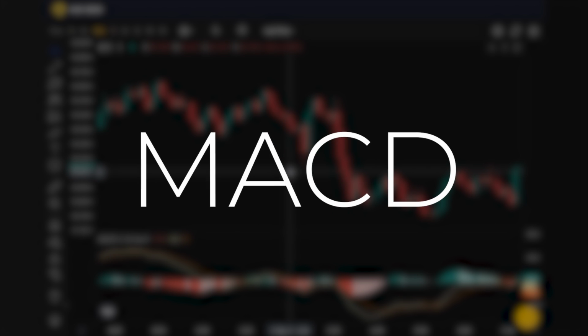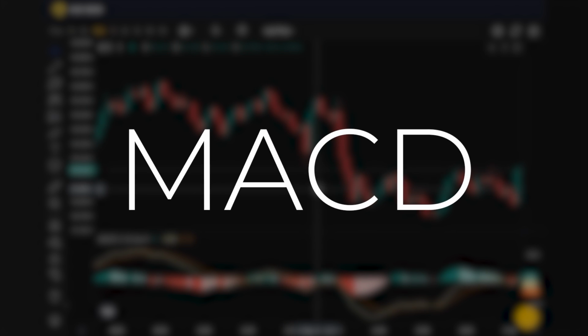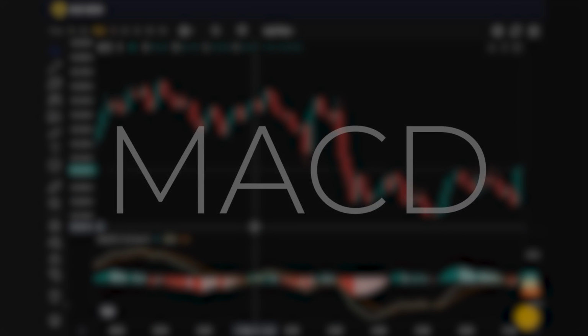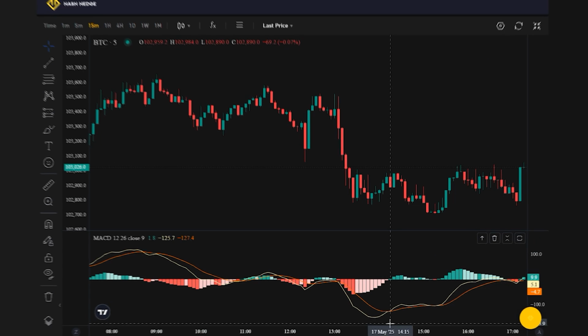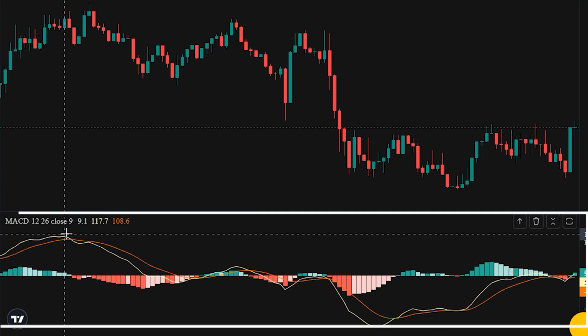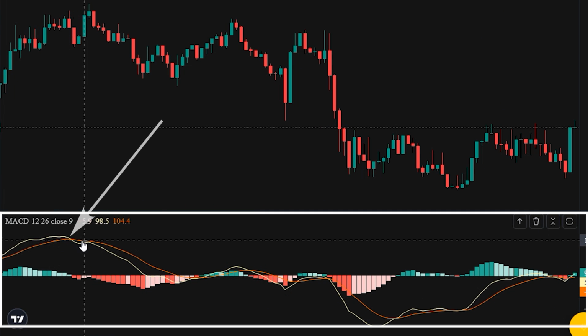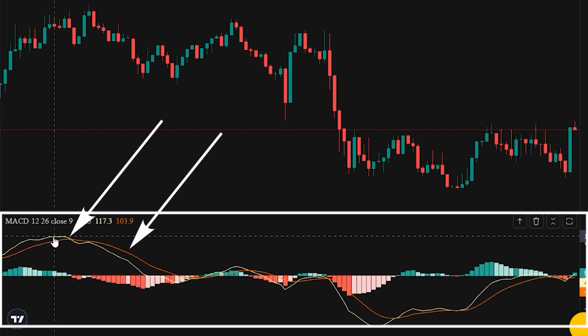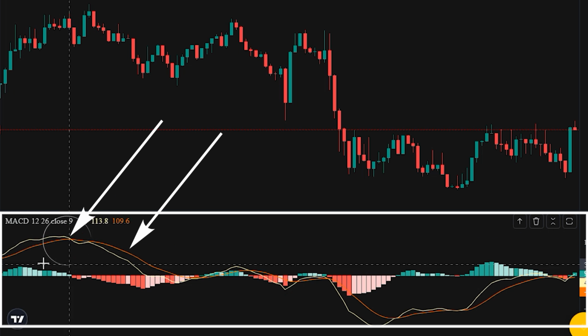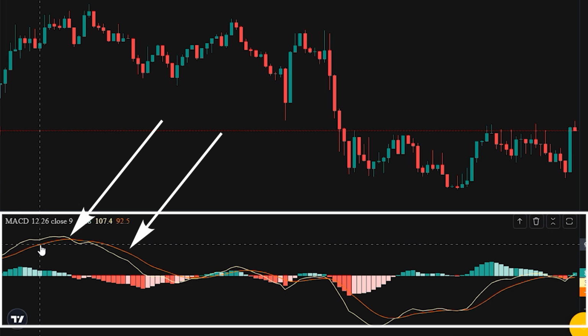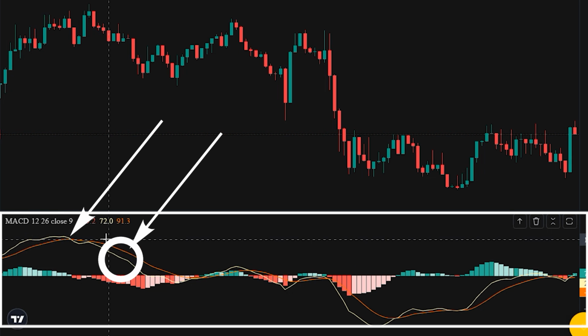So, the main indicator for us in this strategy is the MACD indicator. It is one of the most popular technical analysis indicators, and it consists of 2 moving averages. The signal moving average is fast, it has a shorter period and reacts faster to price changes. The orange line, which is called the MACD line, is slow and reacts more slowly to price changes.